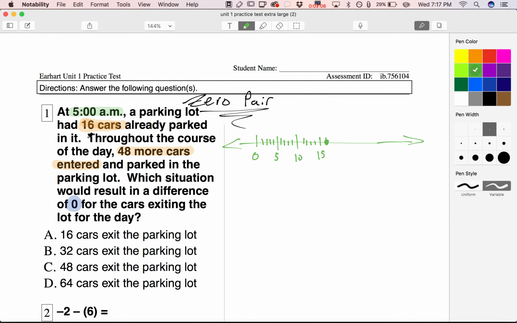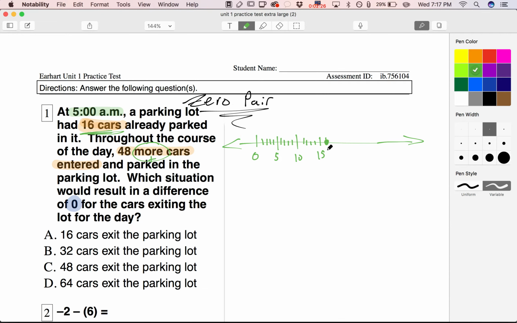So at 16 cars, that's where we're going to start. From 16 cars, we have 48 more cars entered. So that "more," you have to know what that means. Are you adding or subtracting? This "more" is going to be addition. That means I'm going to go further to the right if I'm adding. If I'm subtracting, I go further to the left.